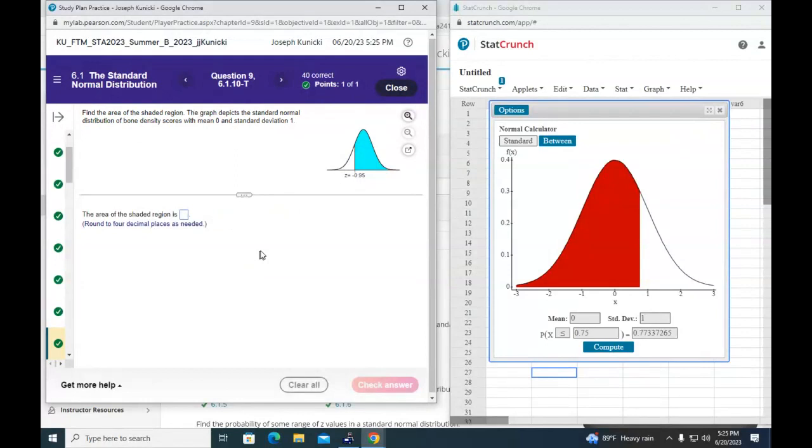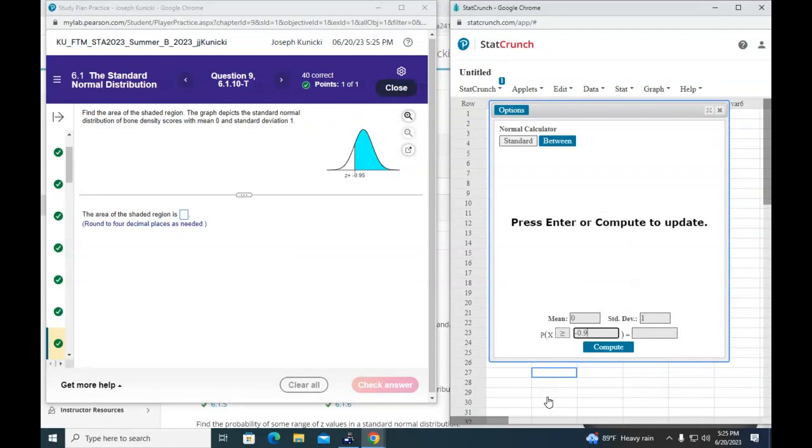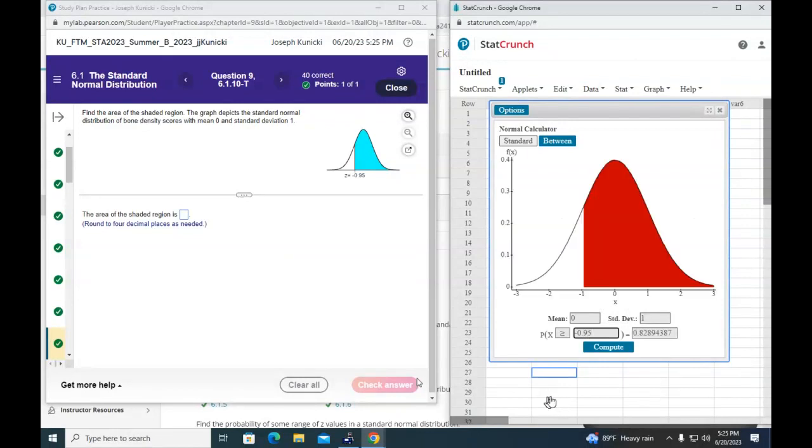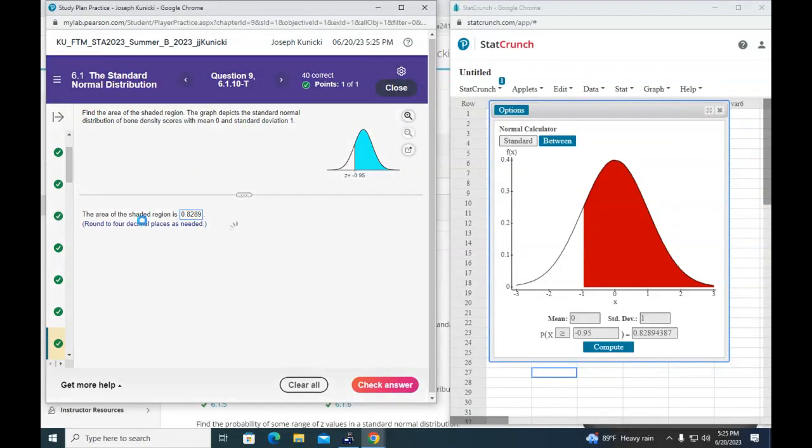Number 10, now we're going the other way. We want the probability that z is greater than minus 0.95. Notice when z is negative, you're to the left of the center. Right? Because when you're to the left of center, z goes negative. So now I do x greater than negative 0.95. I got the same picture, so it's 8289.